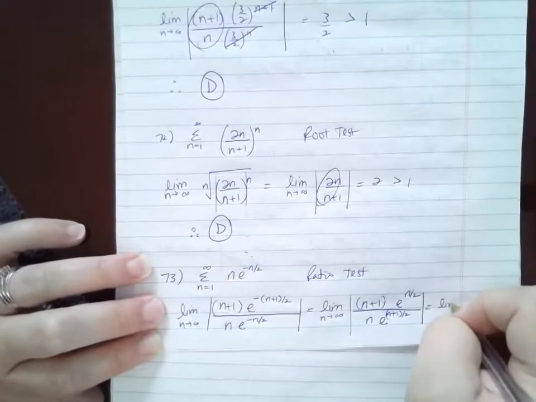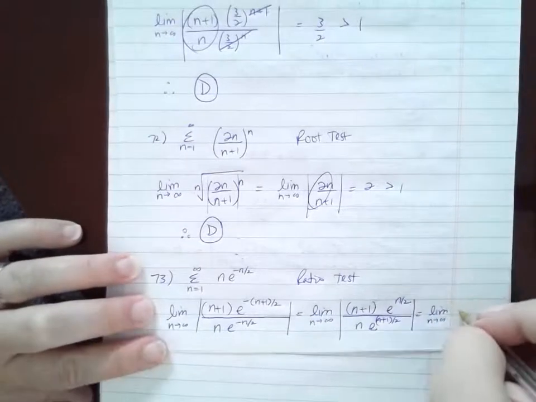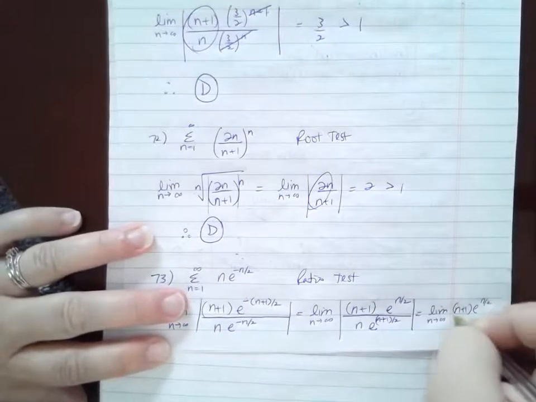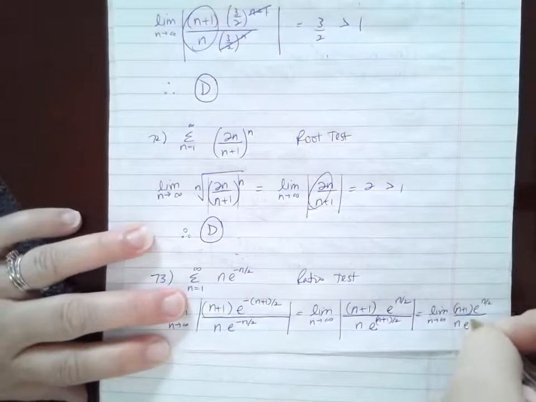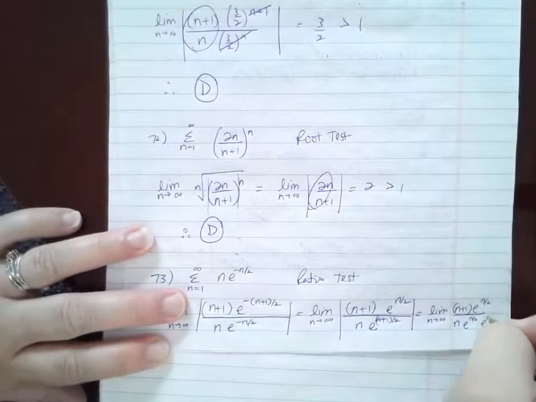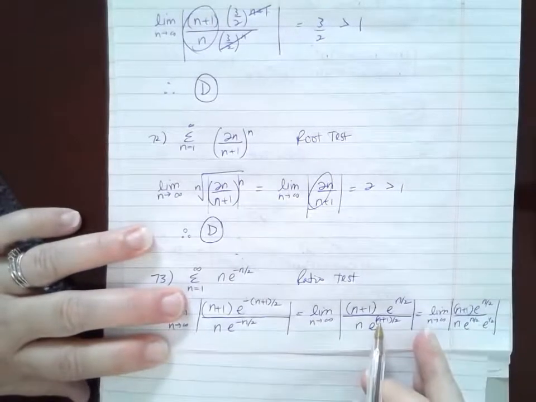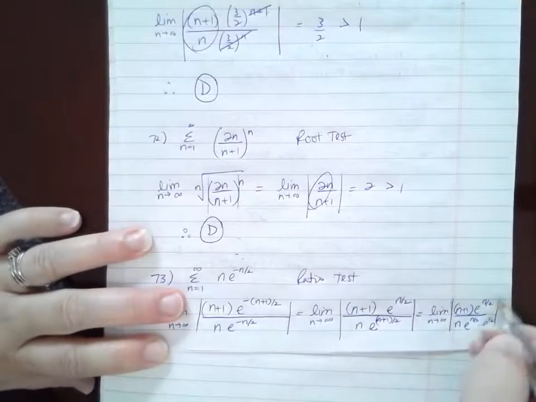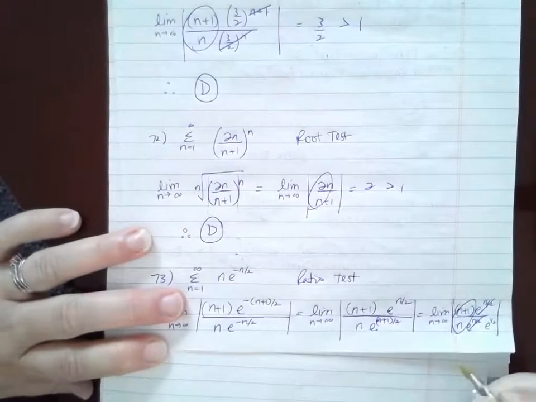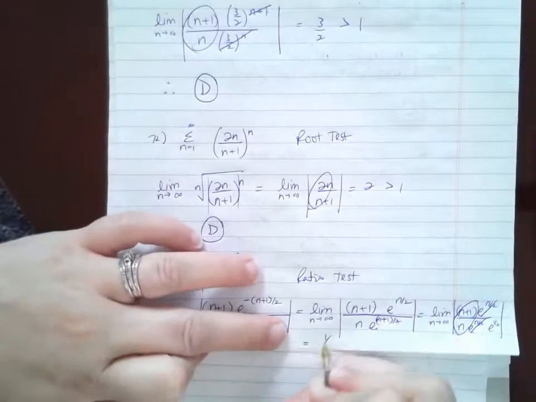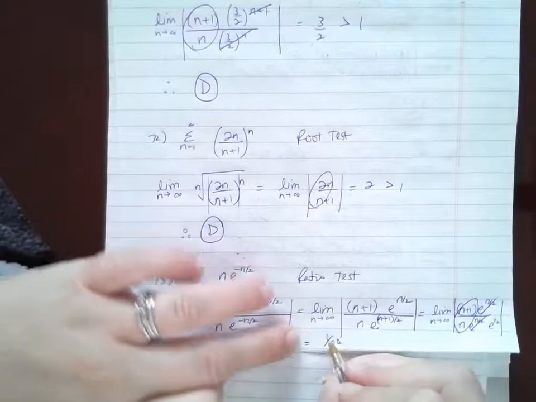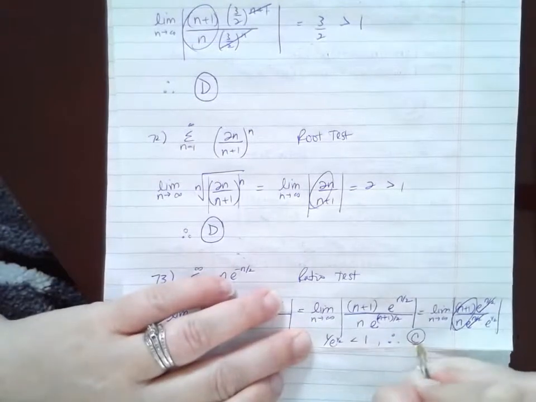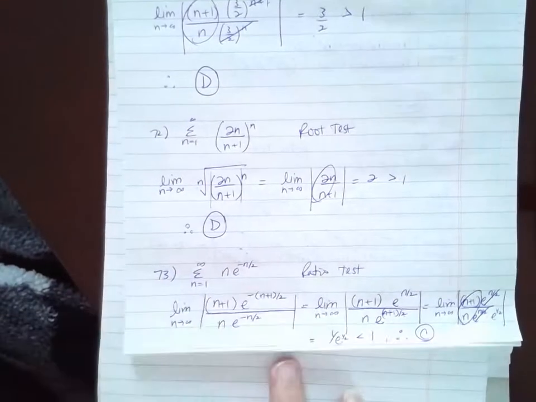And this is the same as saying (n+1) times e to the n/2 over n times e to the n/2 times e to the 1/2. Right? If I distribute this over 2, it would be n over 2 and 1 over 2. These cancel. These have a limit of 1. My final answer is 1 over e to the 1/2. That's going to be less than 1. Therefore, this is a convergent series based on the ratio test.